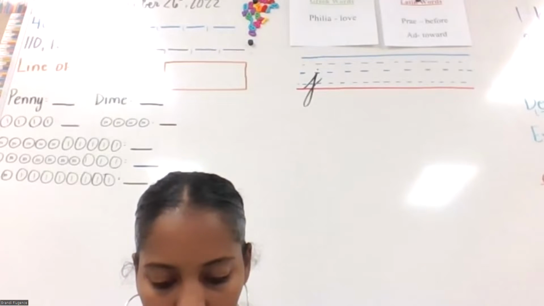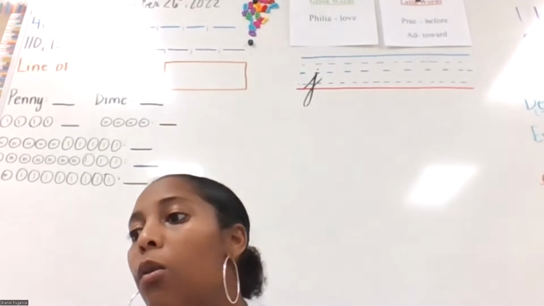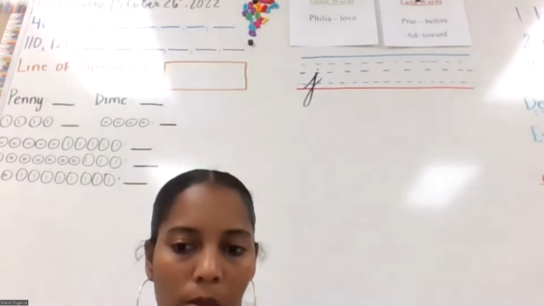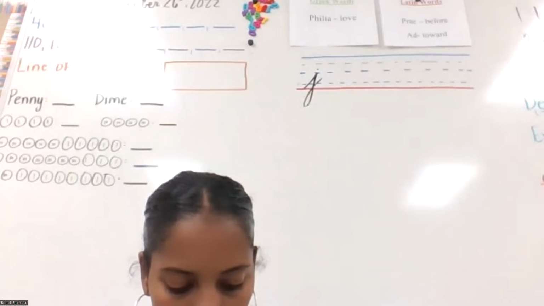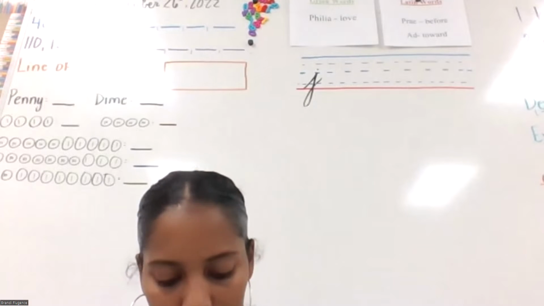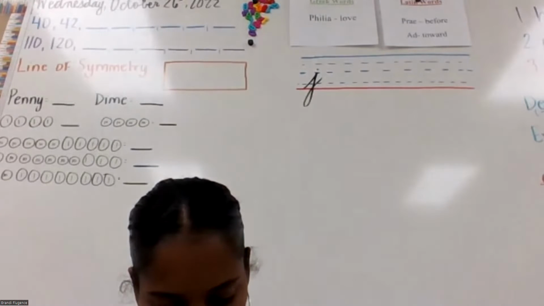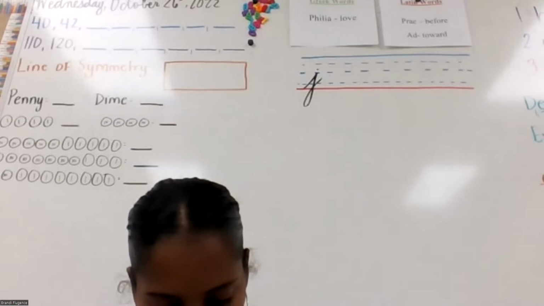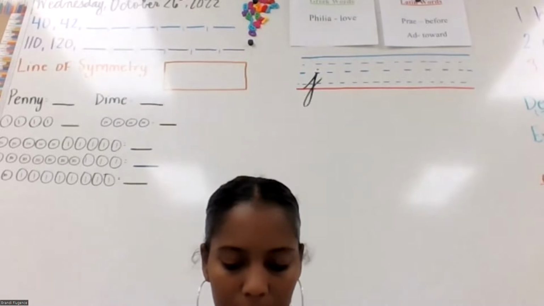1 minus 3 equals... No, 1 plus 3 equals 4. 7 plus 7 equals 14. 0 plus 4 equals 4. 5 plus 5 equals 10. 7 plus 1 equals 8. All right, good. That was your last one.